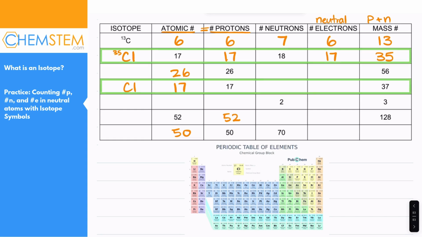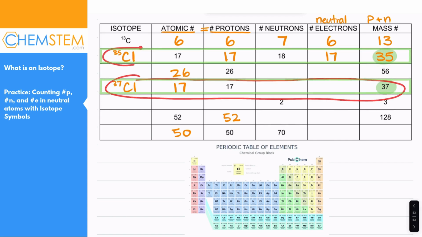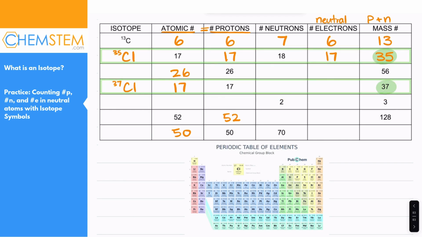This is interesting if you notice that the mass numbers for these two different chlorines are different. One of these is a chlorine-35, and the other one we see is a chlorine-37, which means it's a different isotope of chlorine. What makes chlorine-37, which is this one, different from chlorine-35? It's the number of neutrons.